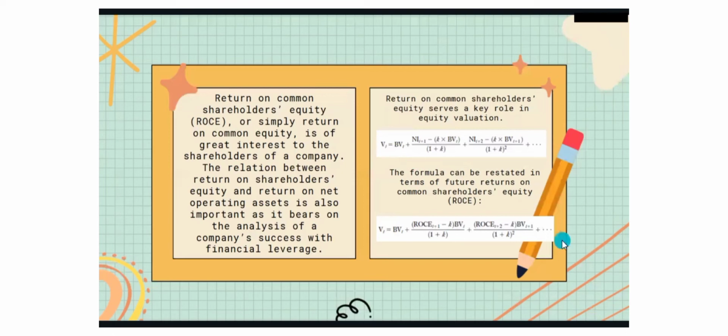According to this formula, it implies that a company with expected ROCE greater than the investors' required rate of return increases value in excess of the implied book value.